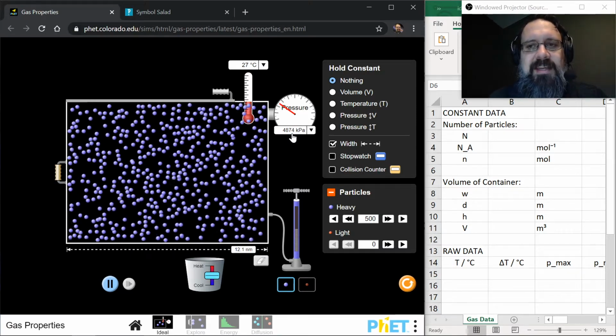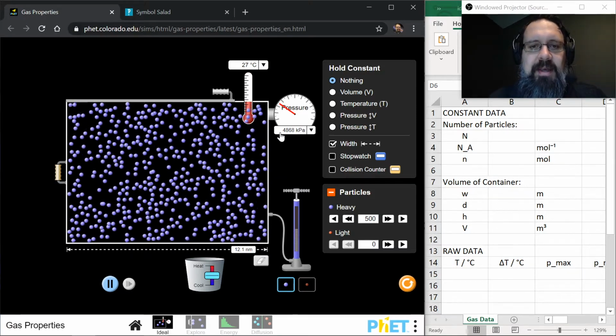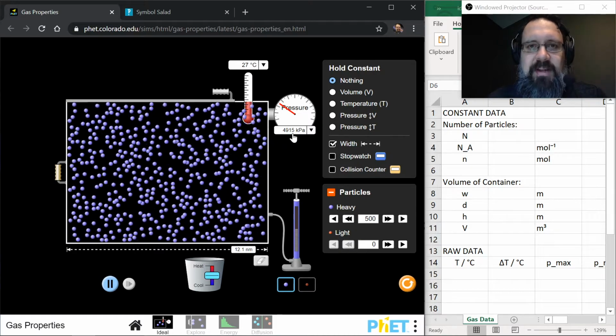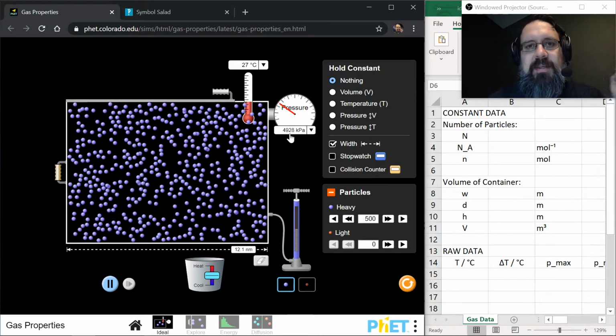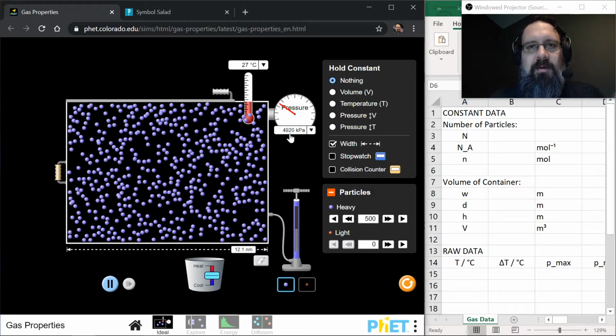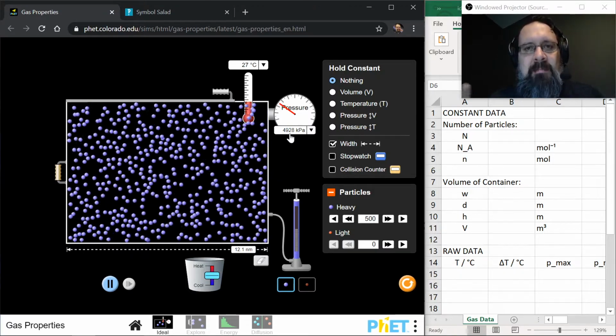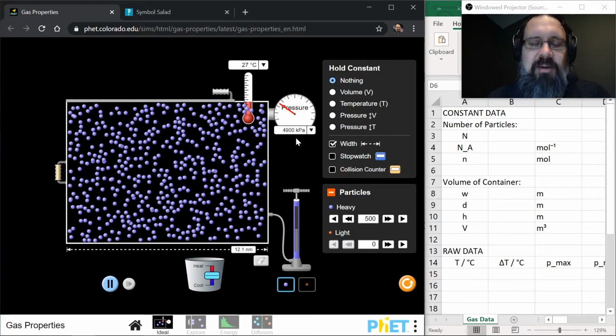So you're going to need to come up with some sort of a methodology that allows this pressure variation to be as minimum as possible. And I'm not going to show you how to do that because I want you, the scientist, to come up with your own methodology of minimizing the fluctuations in that pressure.